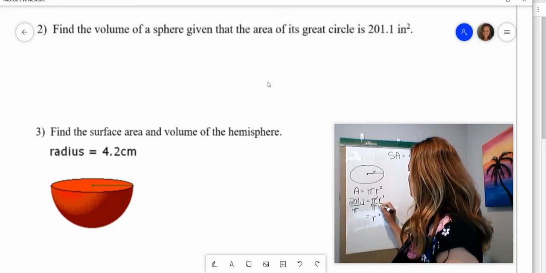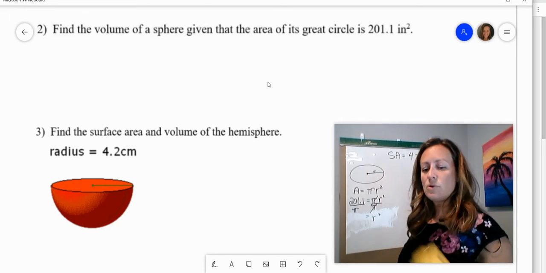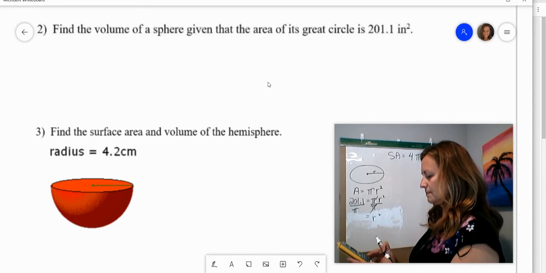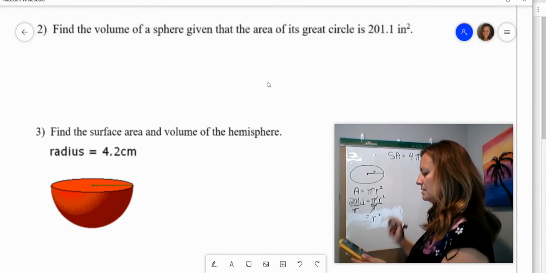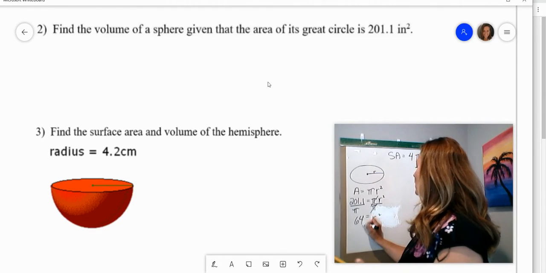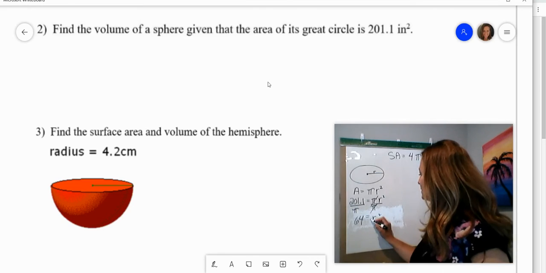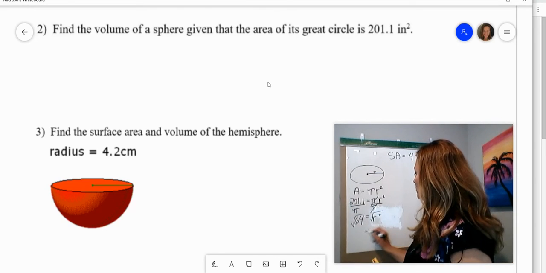That cancels out pi. 201.1 divided by pi is 64. Well, that's convenient because now we just have to take the square root of 64 to get r. So the radius is 8.